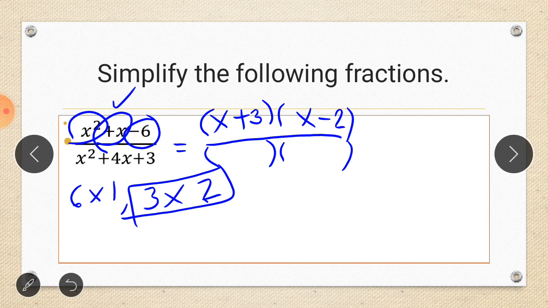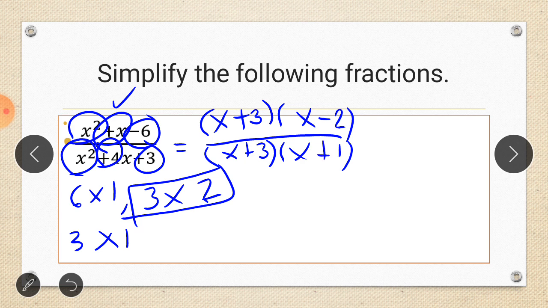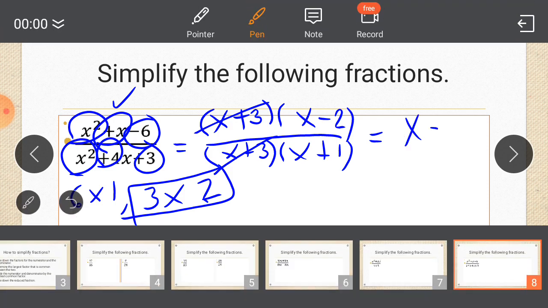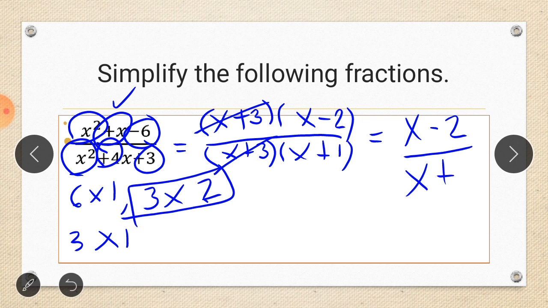okay, so same procedure. This is a trinomial whose leading term is 1. So get the square root of the first term, x times x. Get the factors of the last term. So this is 3 times 1. So the middle term is positive 4. To get positive 4, we need positive 3 and positive 1. So as you can see, we have common factors. That is x plus 3. So we cancel x plus 3. So what remains here is x minus 2 over x plus 1. So this will now be your final answer.